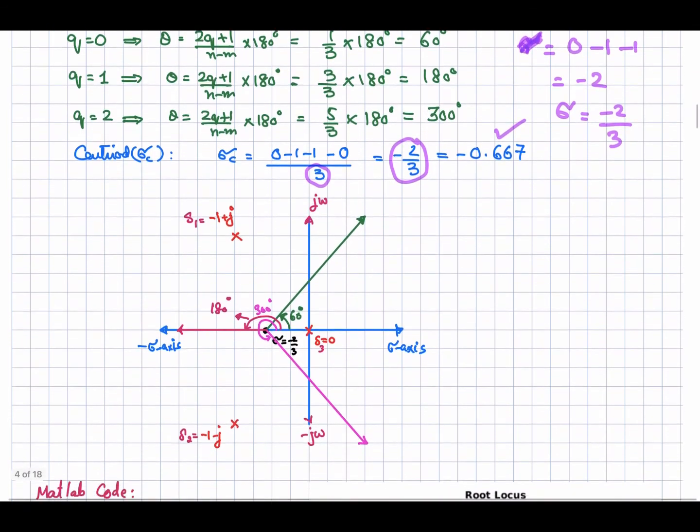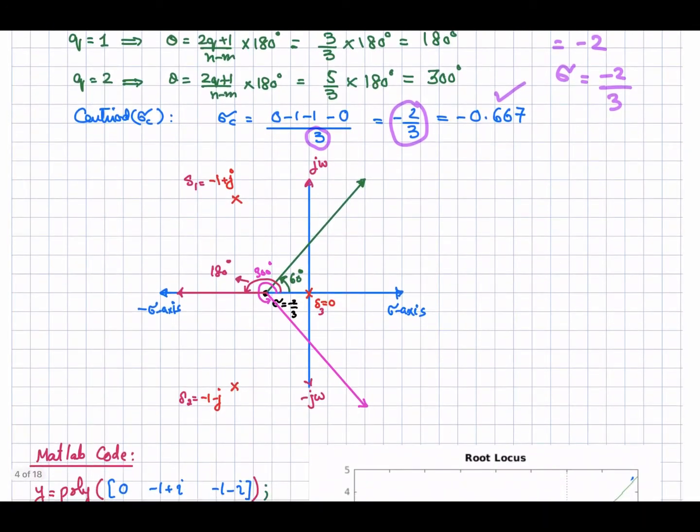So here you can see one pole is sitting at the origin, and the other two poles are over here. One pole is this one, and one pole is this one. Now if you look at the centroid, it is somewhere over here, when the value of s is equal to minus 2 by 3. Sketching the first, sorry, there are 3 asymptotes.